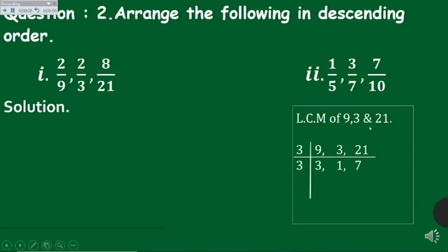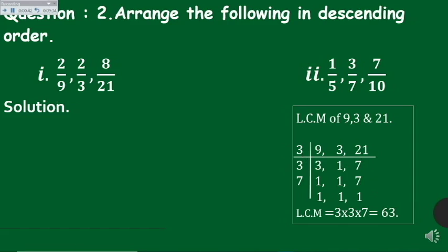So LCM of 9, 3 and 21. 3 3s are 9, 3 1s are 3, and 3 7s are 21. Why have I started with 3? Because 3 is the smallest number which can divide any of these numbers. Here we know that the smallest number is 2, but 2 cannot divide any of these numbers. 3 is the smallest number which can divide them. So I have taken 3 here.